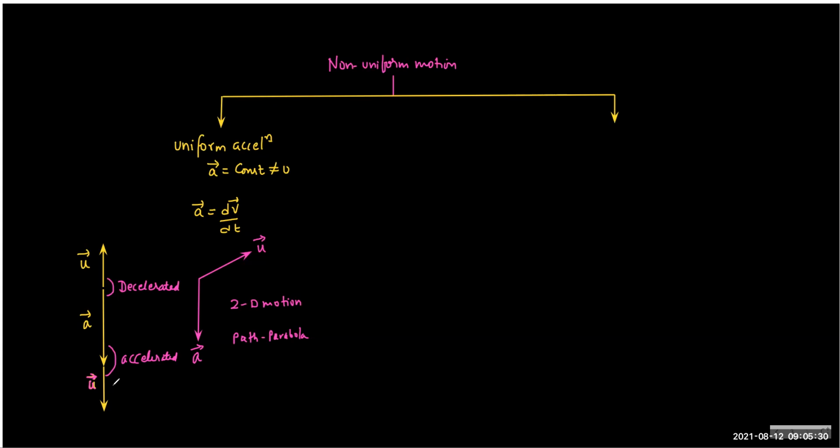If u and a are the same in the beginning, that's what we look for, the beginning, we call it accelerated motion. If u and a are opposite in the beginning, what is happening later on doesn't matter. If it is opposite in the beginning, we say decelerated motion. Okay. And if it is two dimension, we only use the word accelerated. We don't use the word decelerated because it's two dimension.